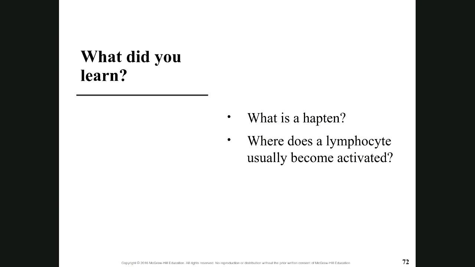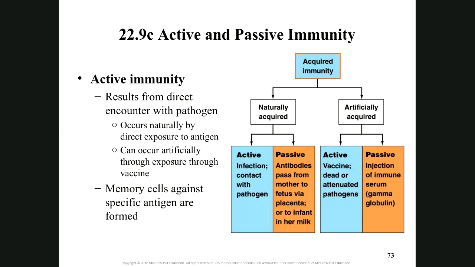And now you can answer these two questions. What is the HOP10? What is the difference between HOP10 and the epitope? You need to know these differences. And where does a lymphocyte usually become activated? And how many types of lymphocyte do we have? And in each type, how many subtypes can you find?